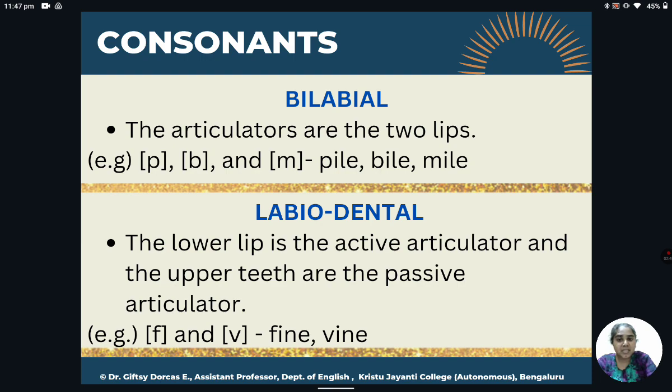The first classification is bilabial. For bilabial sounds, the articulators are the two lips, and they both meet. P, b, m, as in pile, mile. In labiodental, the lower lip is the active articulator and the upper teeth are the passive articulator. So in place of articulation you have an active articulator and a passive articulator. For bilabial you have both the lips, whereas in labiodental you have the lip and the teeth, with sounds like f and v, as in fine and vine.